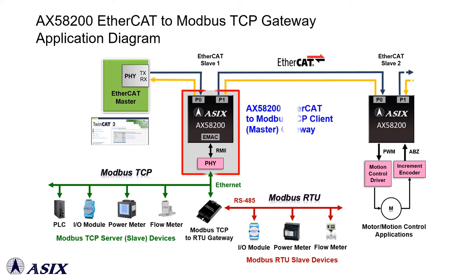This is application diagram of AX58200 EtherCAT to Modbus TCP gateway solution. Designers can integrate Modbus TCP network into EtherCAT network by using this gateway solution.